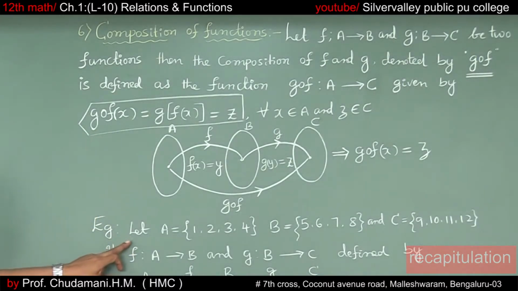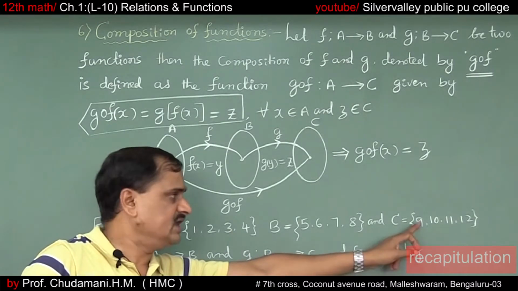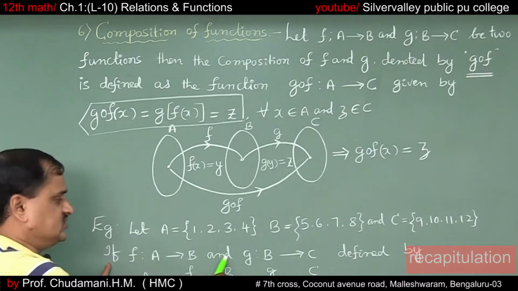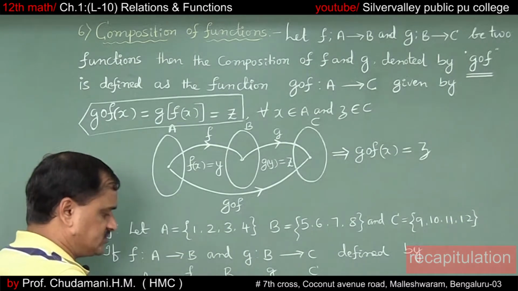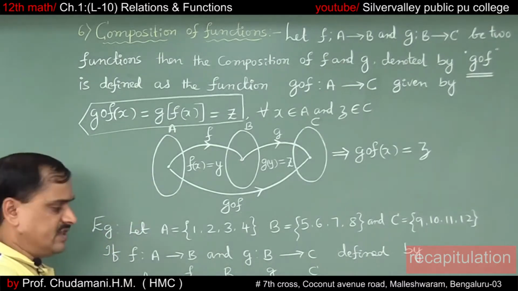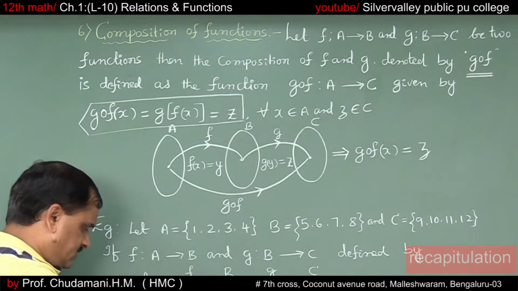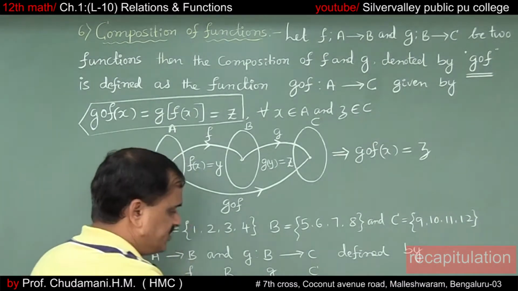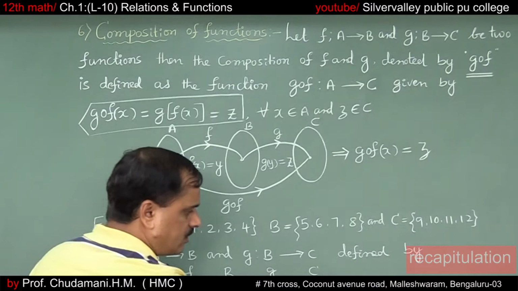Example: let A is equal to {1, 2, 3, 4}, B is equal to {5, 6, 7, 8}, and C is equal to {9, 10, 11, 12}. So f from A to B and g from B to C are defined by: f of 1 equals 6, f of 2 equals 7, f of 3 equals 7, f of 4 is equal to 8. g of 5 is equal to 10, g of 6 is also 10, g of 7 and g of 8 are 11.